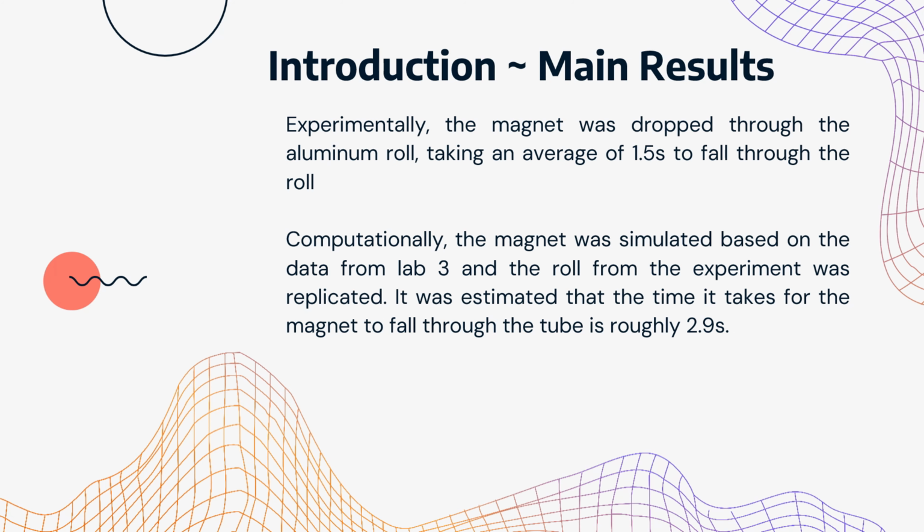Experimentally, the magnet was dropped through the aluminum roll, taking an average of 1.5 seconds to fall through the roll. Computationally, the magnet was simulated based on the data from Lab 3 and the roll from the experiment was replicated. It was estimated that the time it takes for the magnet to fall through the tube is roughly 2.9 seconds.